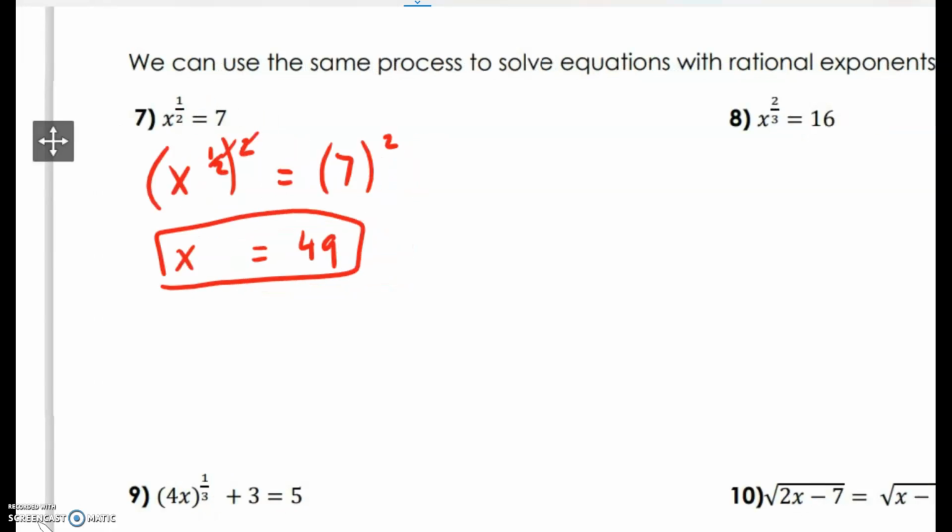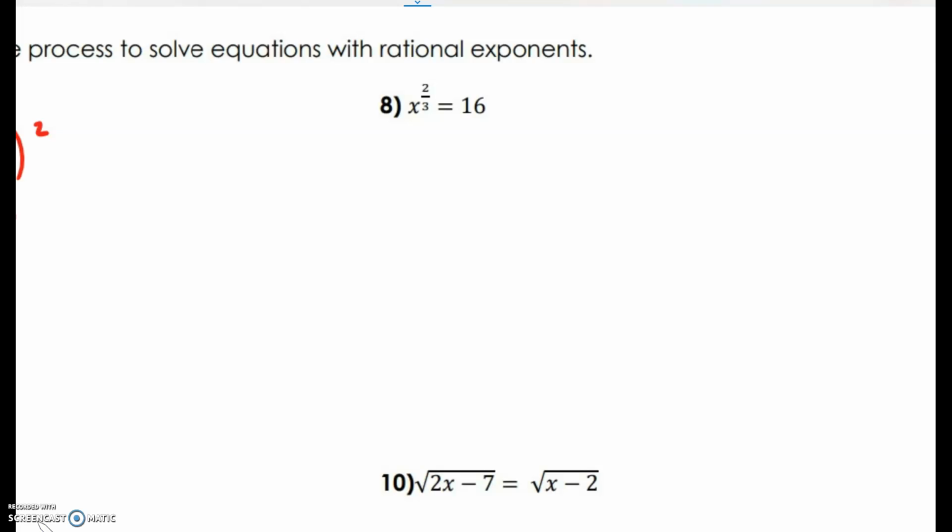All right, let's try another one. So x to the 2/3 is equal to 16. So we're going to raise the left-hand side to a certain power in order to make the fraction go away. Okay? So 2/3 times what is equal to 1? That's kind of what I'm thinking about. Well, if I multiply by its reciprocal, it would be 3/2. And anything multiplied by its reciprocal gives you 1, right? So I'm going to take both sides to the 3/2 power.